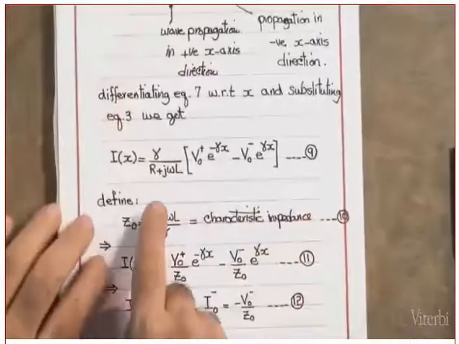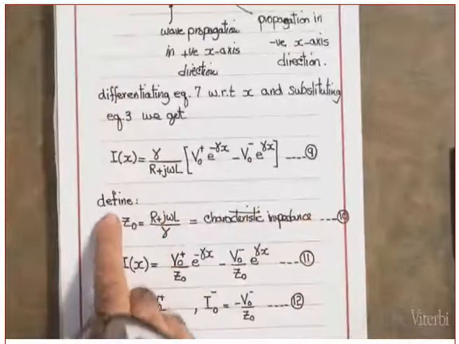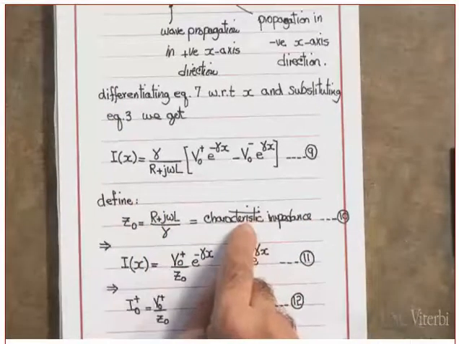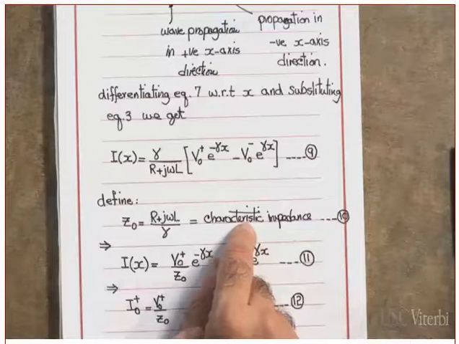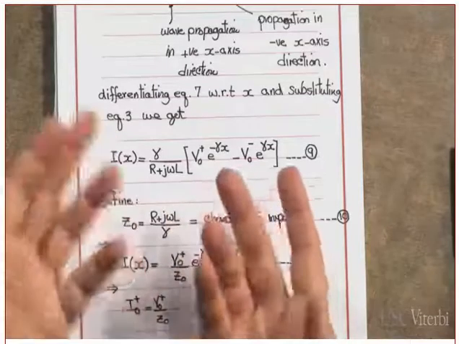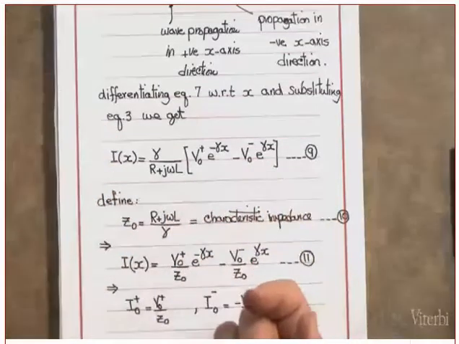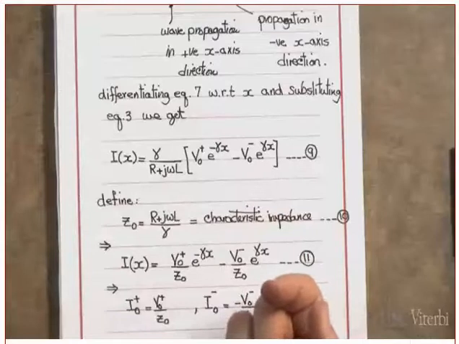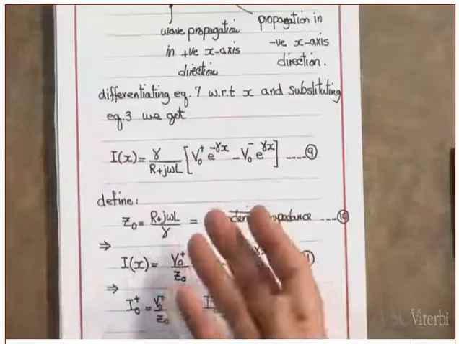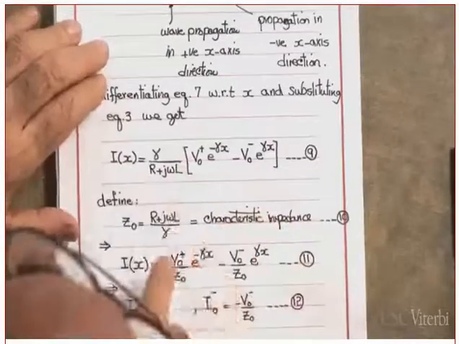So it's this. Now we define another thing. Define Z naught, which is called the characteristic impedance of the transmission line. Is this a real impedance or not? That's not a real impedance. It's not an impedance that you go and pick up from the lab. This is just a definition.